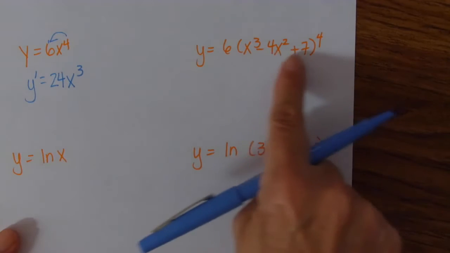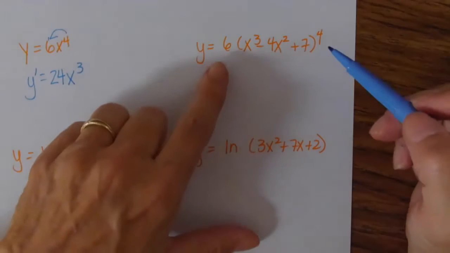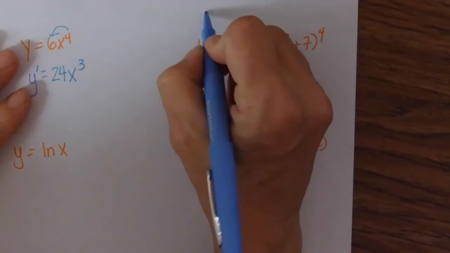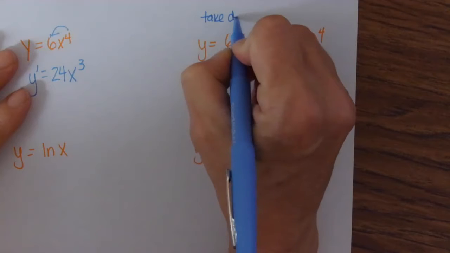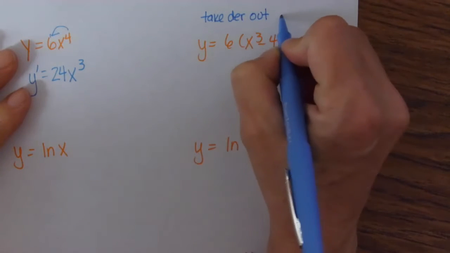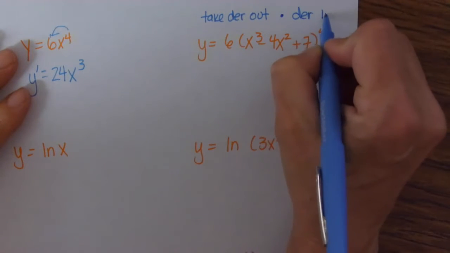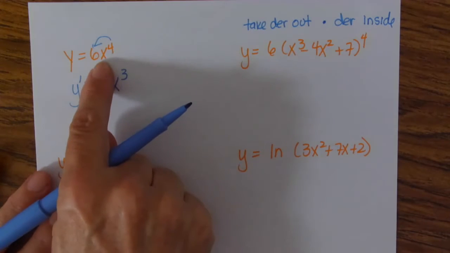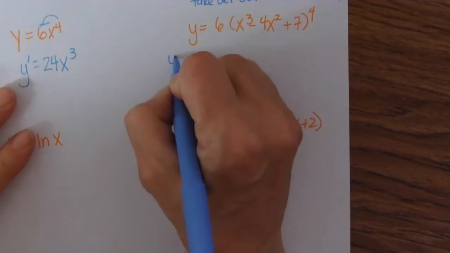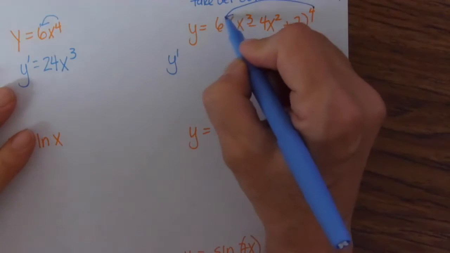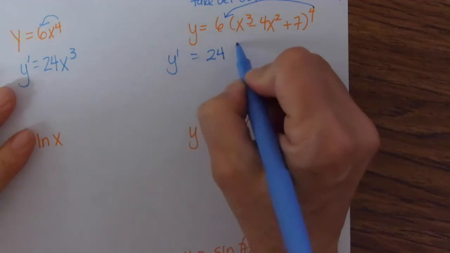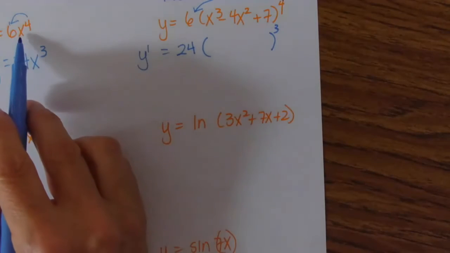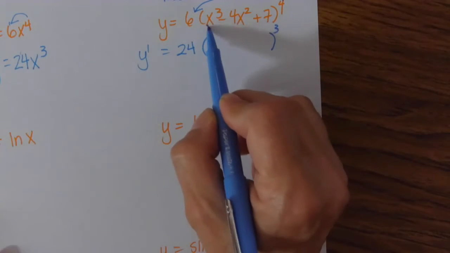Well, today our problem looks a little bigger. Instead of just having x right here, we have a whole bunch of stuff. Do you see how it looks like we had 6x to the fourth, but we put something big inside? So the rule is you take the derivative of the outside and you multiply it by the derivative of the inside. So the outside of this function is 6x to the fourth, right? So what we're going to say is we're going to use that power rule and say that that's 24x cubed, right?